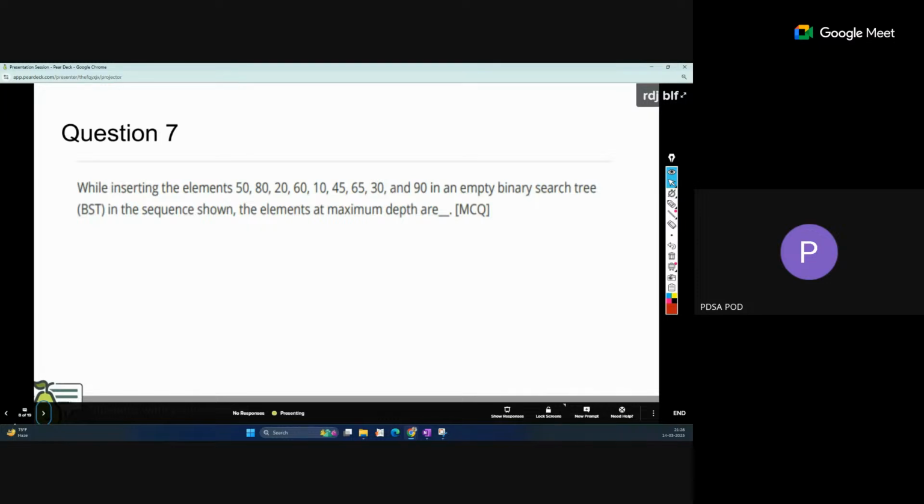So as I mentioned, we have done this type of question for the AVL tree, but now this is for a binary search tree. So the elements at maximum depth are, okay, maximum depth means which elements are coming as leaf nodes.